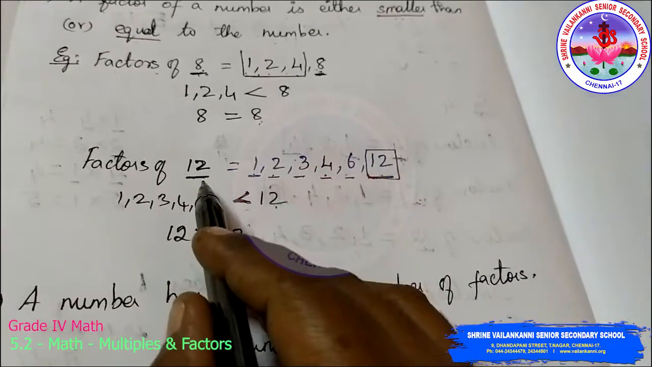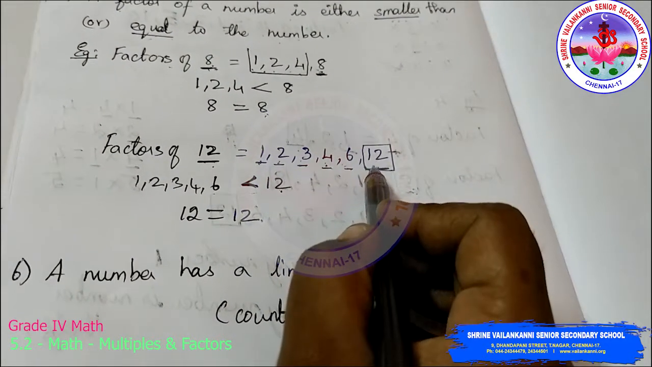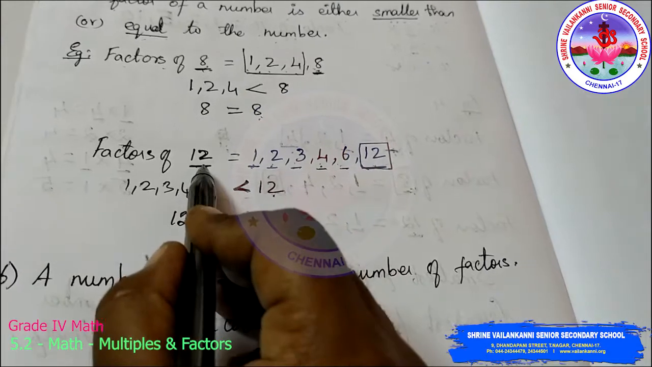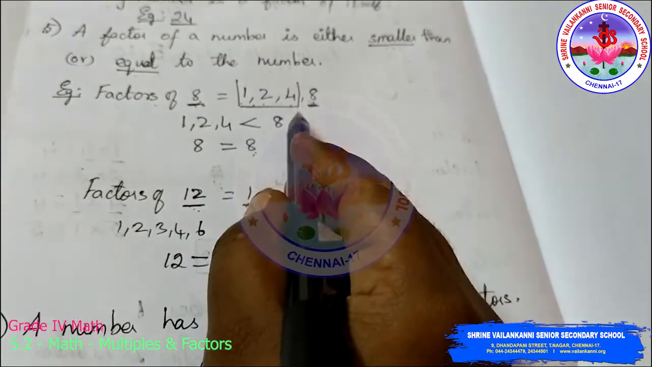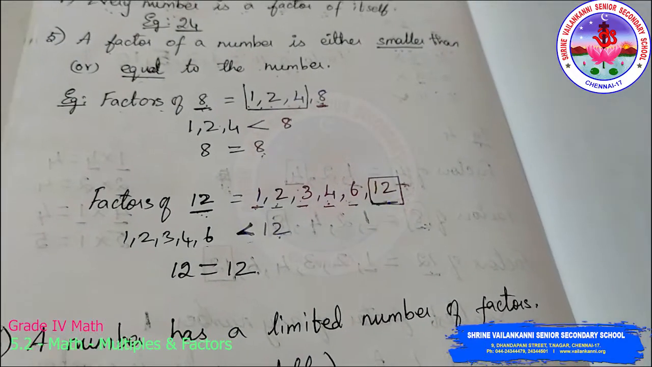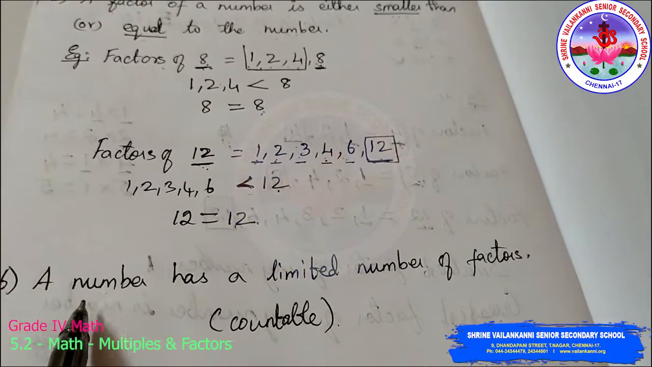If you take 12: 1, 2, 3, 4, 5, 6. There are totally 6 factors for the number 12. If you take 8: 1, 2, 3, 4. There are totally 4 factors for that particular number 8. So that is what is meant here.